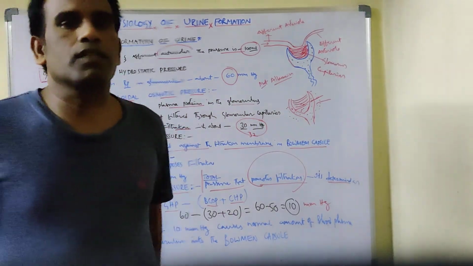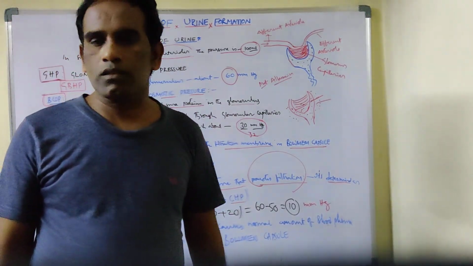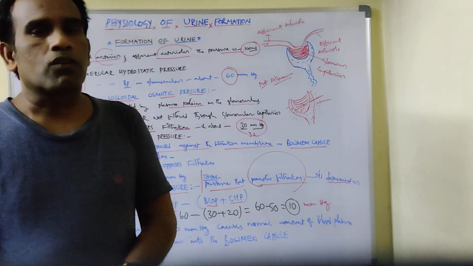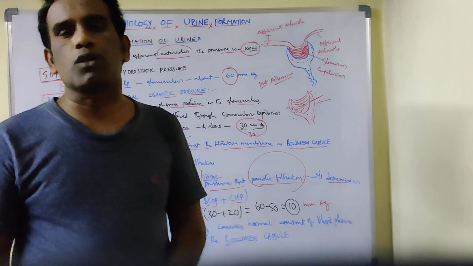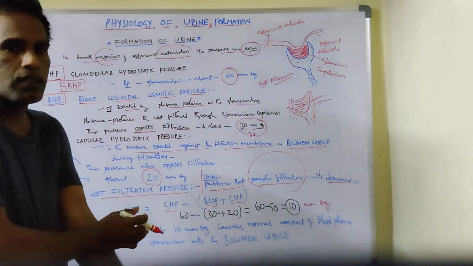This ultrafiltration takes place in the glomerulus, and the next step followed by ultrafiltration is tubular reabsorption, or we can say selective reabsorption, that we'll see in the next video.